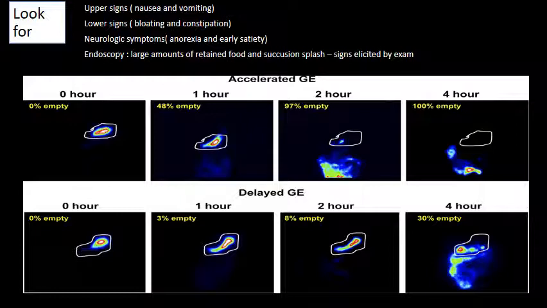So gastroparesis has been summarized into these signs. You have upper signs: nausea and vomiting; lower signs: bloating and constipation; neurologic symptoms: anorexia and early satiety; and endoscopic findings: large amounts of retained food, and succussion splash.